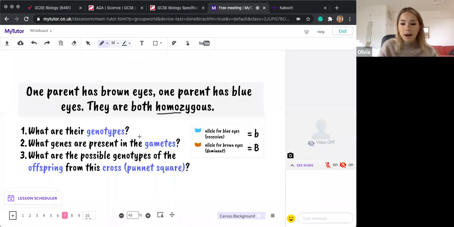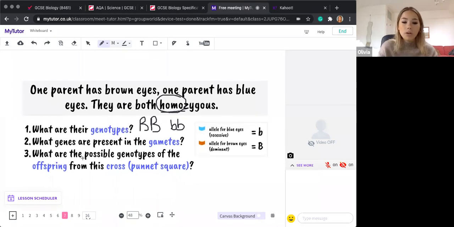So remember, homo means the same. If one parent has brown eyes, they're going to have big B, because they're homozygous. We know they must have at least one big B because they've got brown eyes and brown eyes is dominant, but there would be another big B as well because they've got two of the same one. And then the parent with blue eyes must have two little b's. So the key there is homozygous, homo meaning same.